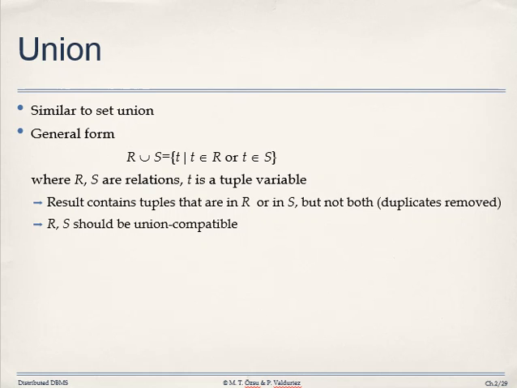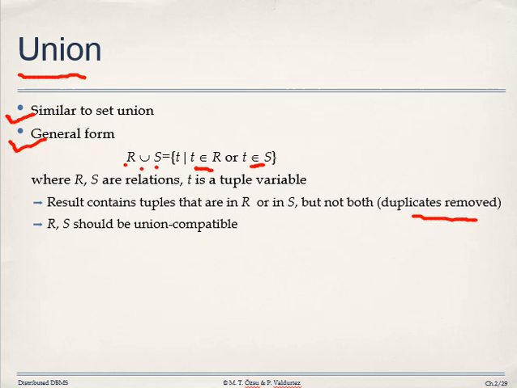Hello student, after projection and its example, next we have a union. So what is union? It is similar to set union. The general form of the union is R union S is equal to the set of tuples t, where t belongs to R or t belongs to S, where R and S are the relations and t is the tuple variable. The result contains tuples that are in R or in S but not both.